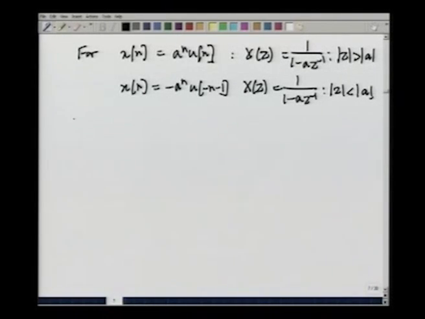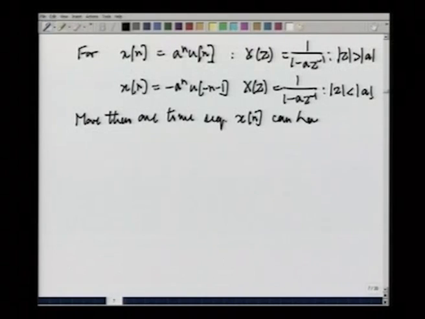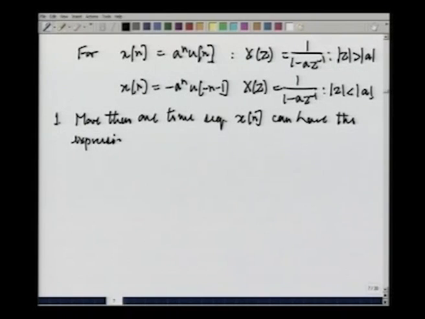So, summary is as follows: one, more than one time sequence x n can have the same expression for x z.